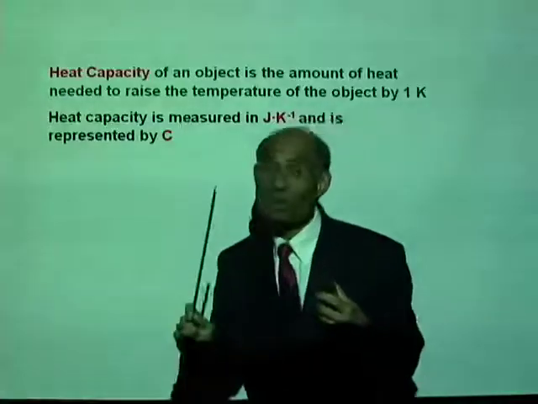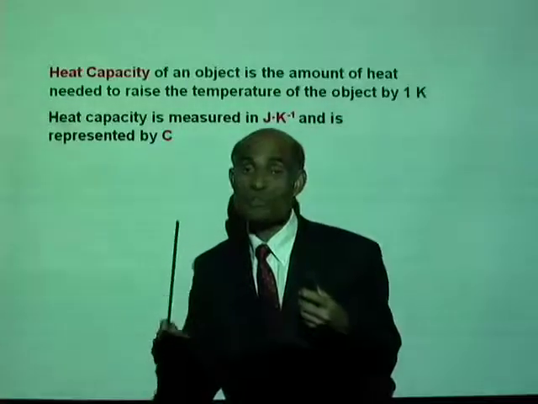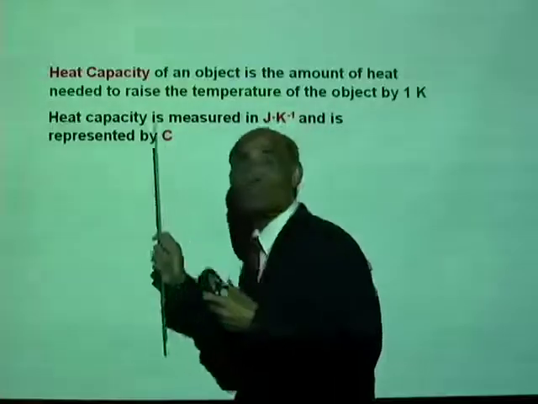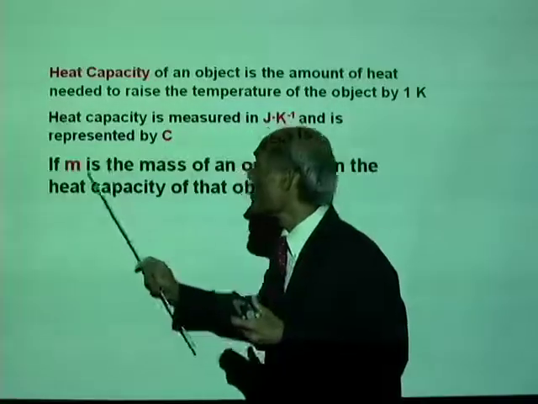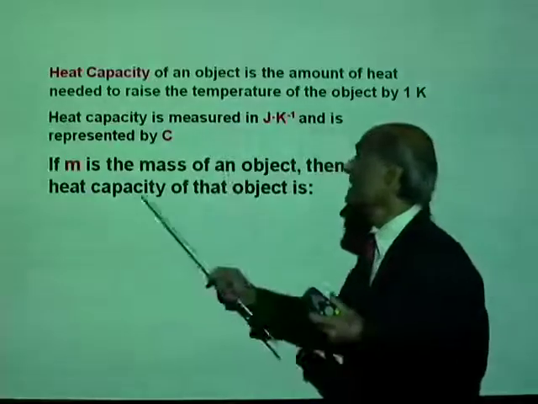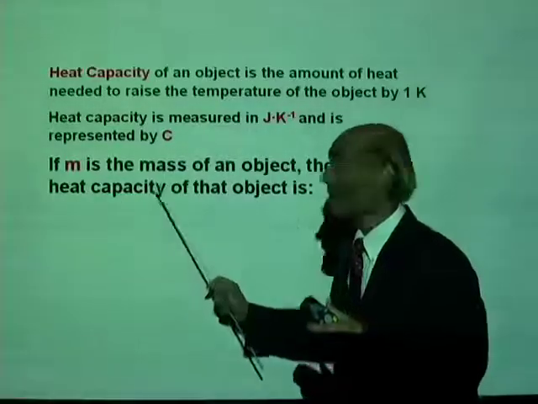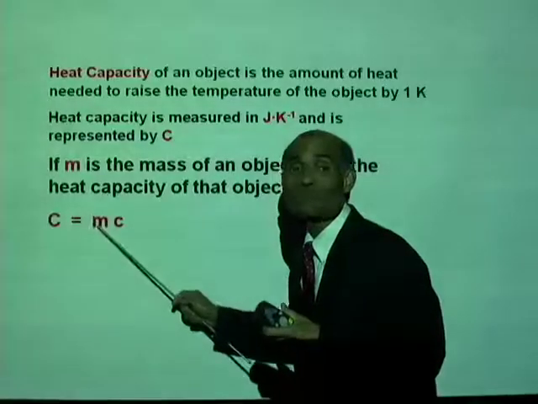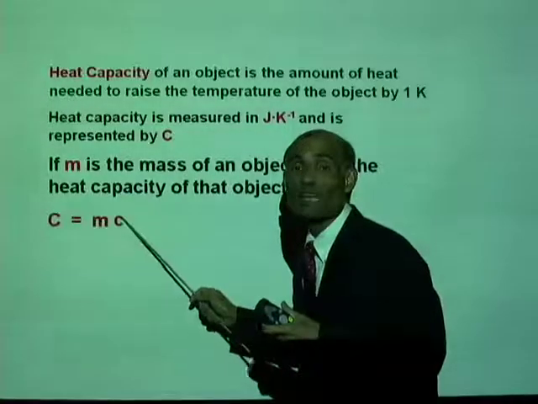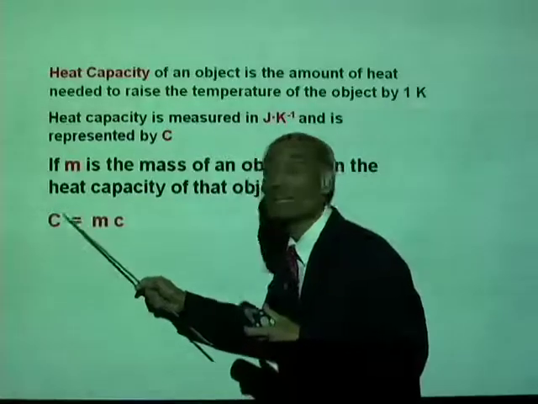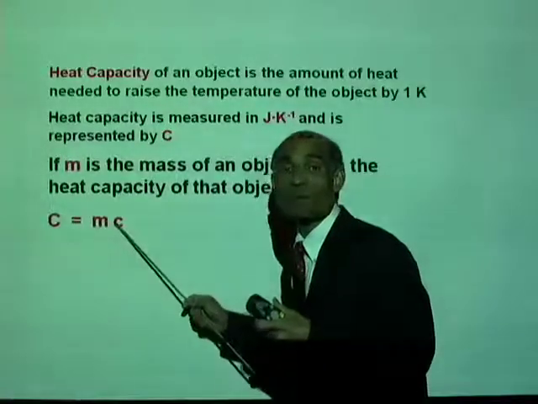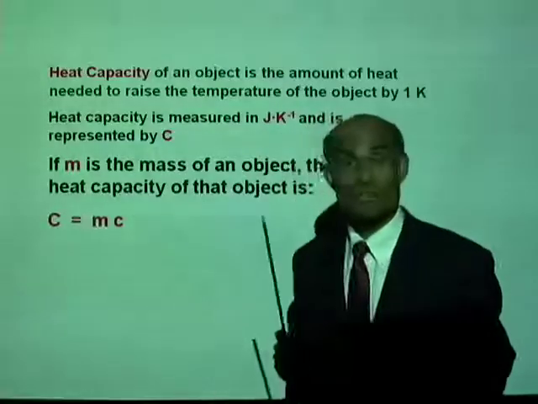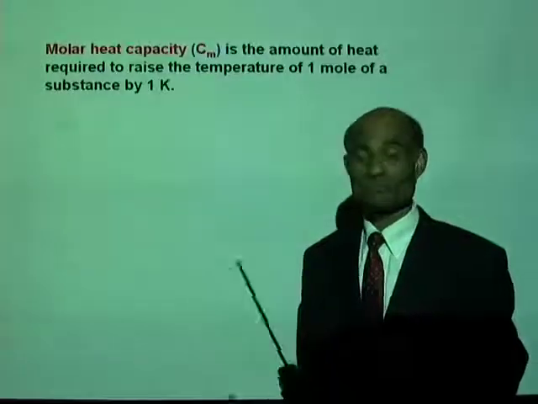So if you multiply the mass of the object by the specific heat, you get the heat capacity. If m is the mass of an object, then the heat capacity of that object is C, uppercase C, equal to mass times lowercase c. Heat capacity equals mass multiplied by specific heat. We will need that also as we move on.